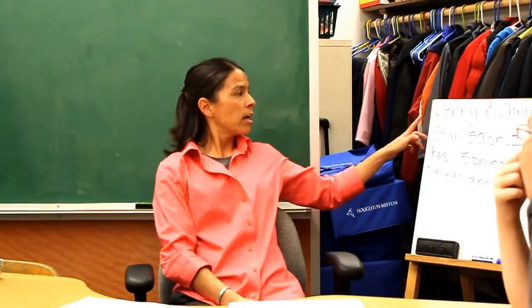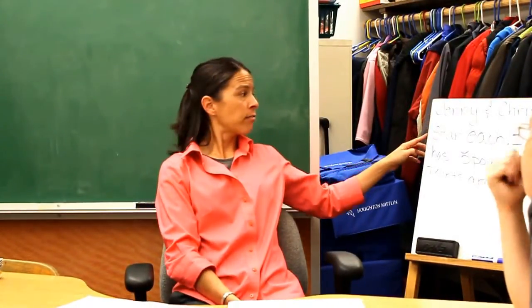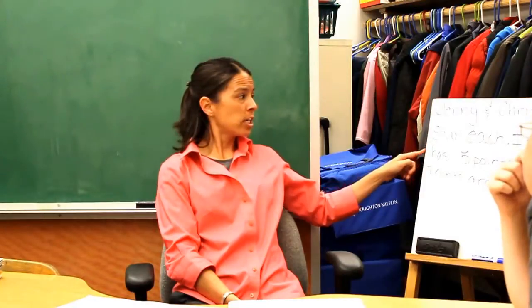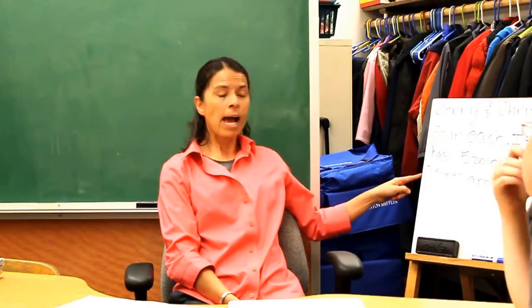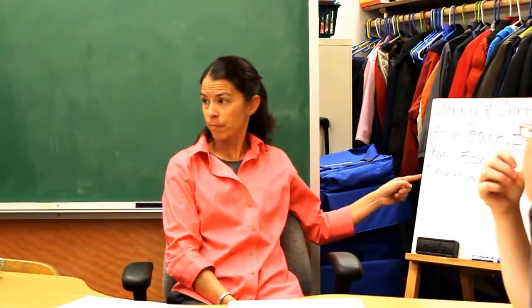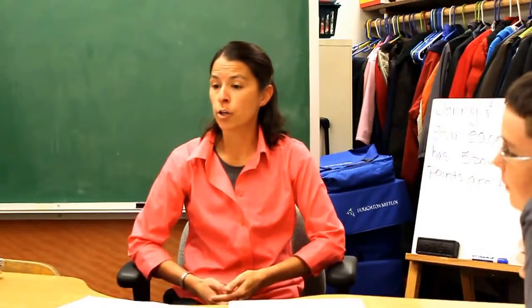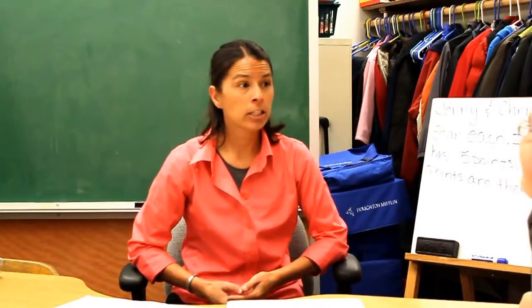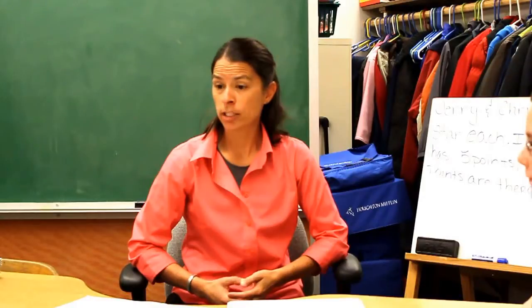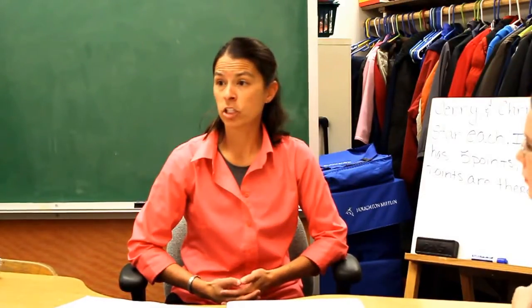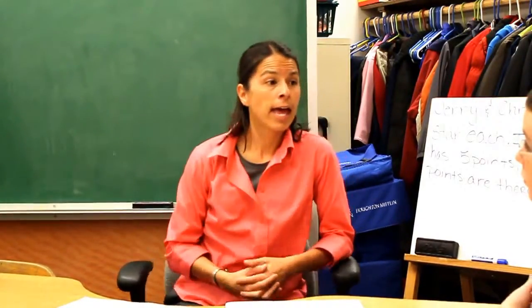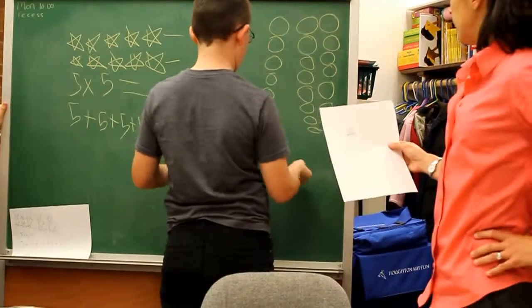Okay. Jerry and Chris have 5 stars each. If each star has 5 points, how many points are there? Okay, so go ahead and draw your picture and your equation, and each of you, when you have it finished, come up to the board and that's excellent.